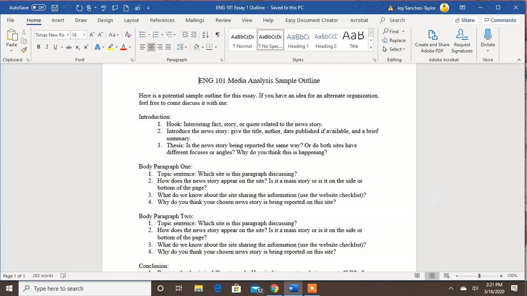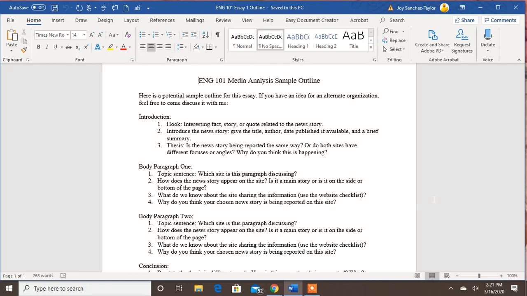So for the introduction, I always say in my class lectures that an introduction is like a funnel. You want to go from the broadest idea, the biggest idea, to the most specific idea, funneling down. The beginning idea is your hook.